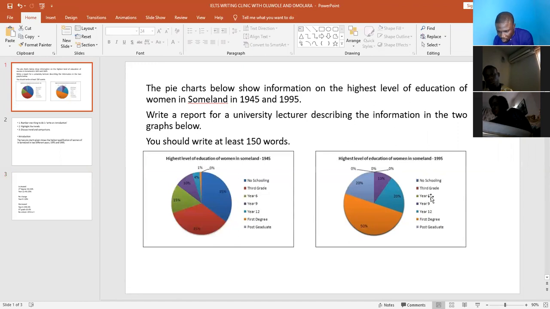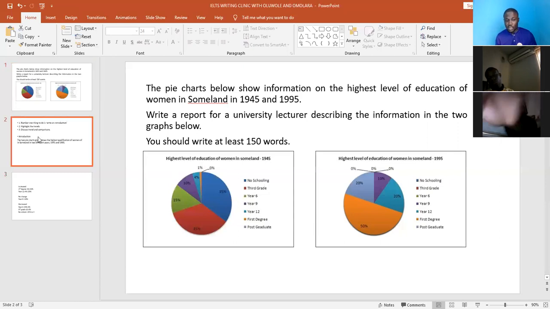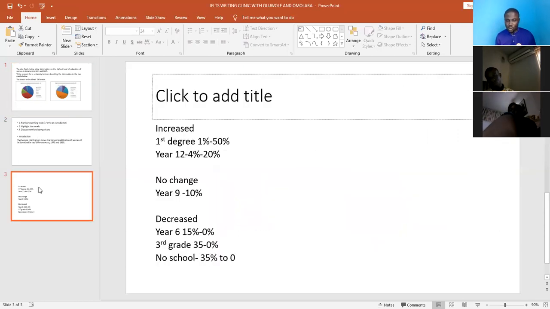Year 6, third grade, year 6. And which other one? Postgraduate was 20%, first degree, year 12, 20. Year 9, 10. Year 6, no schooling was 0%. Yes, we have described that in decrease. So we have identified it. So now let's go into the analysis. You need to quickly do that in the exam hall, quickly categorize them, because that will help your analysis.